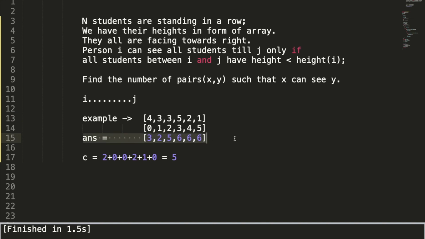Now how can we count? I am going to iterate from 0 to n minus 1 again, and for every i we get the total number of students which the ith person can see. 3 minus 0 minus 1 is 2, 2 minus 1 is 0. For the next, I think here it will come 3, since the next greater element is 5. So 3 minus 2 minus 1 is 0, 6 minus 3 minus 1 is 2, 6 minus 4 minus 1 is 1, 6 minus 5 minus 1 is 0. This is how we are going to calculate.